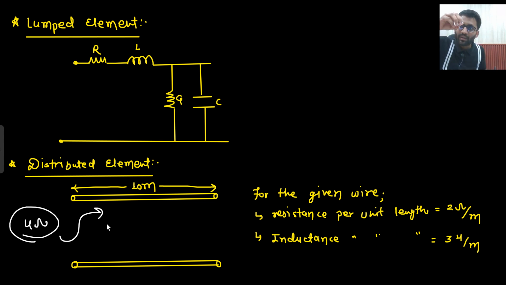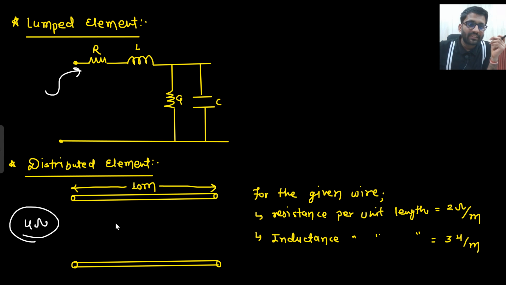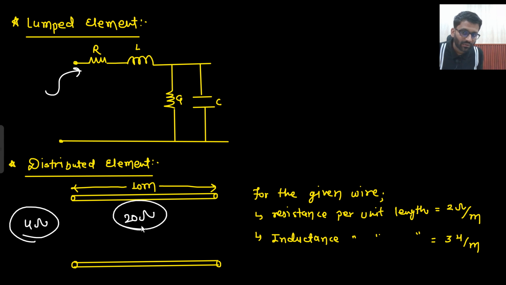Because there is no physical 4 ohm resistance there. Here there is a physical R ohm resistance. If I tell you to take out resistance R from this circuit, you can see the physical resistance R and take it out. But in this particular wire, if I ask you to take out 4 ohm resistance, you will say I cannot take it out, because this resistance is distributed along the wire. Here they are saying resistance per unit length is 2 ohm per meter, which means in the complete wire there is 20 ohm resistance, and this 20 ohm resistance is distributed along the wire.